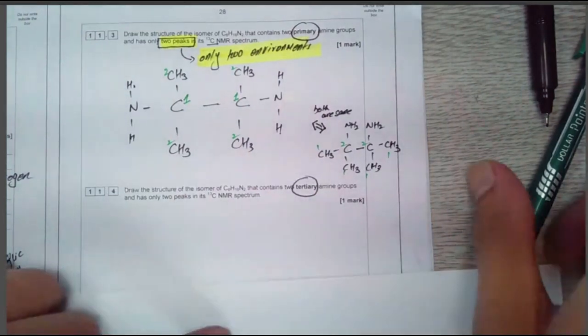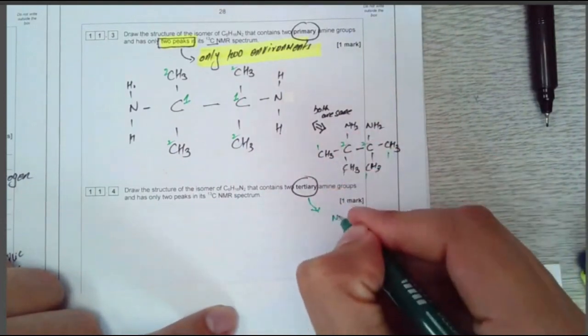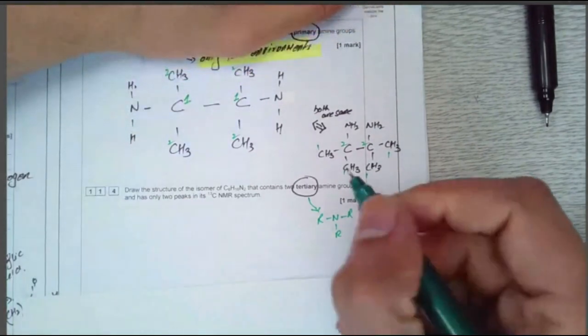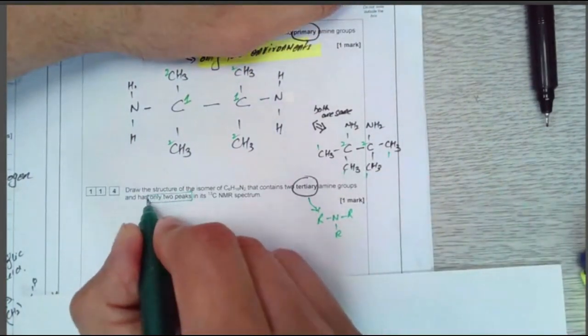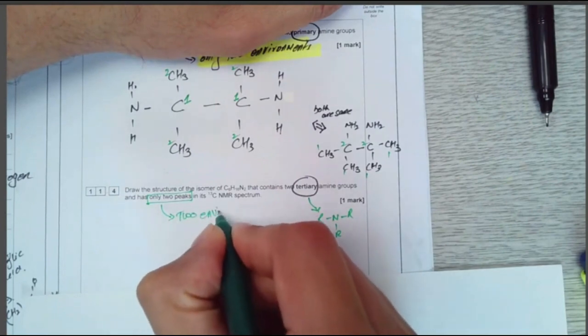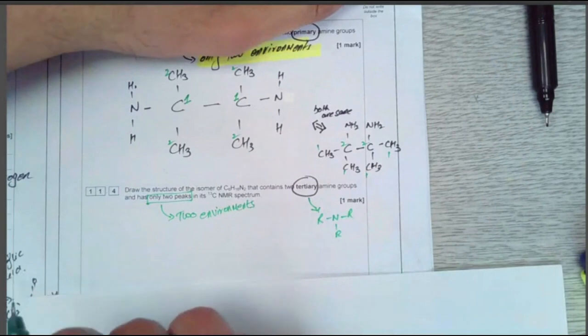Next one is draw the structure of the isomer that contains a tertiary amine. Tertiary means I'll have N with R, R, and R. And it has only 2 peaks again, so again, 2 environments. Okay. What can I do in this case? What would you suggest?